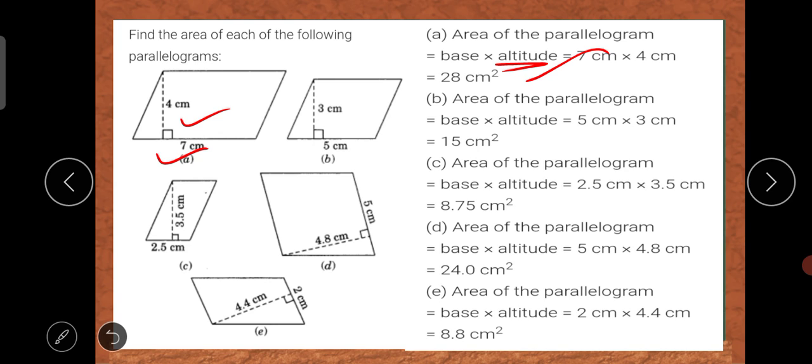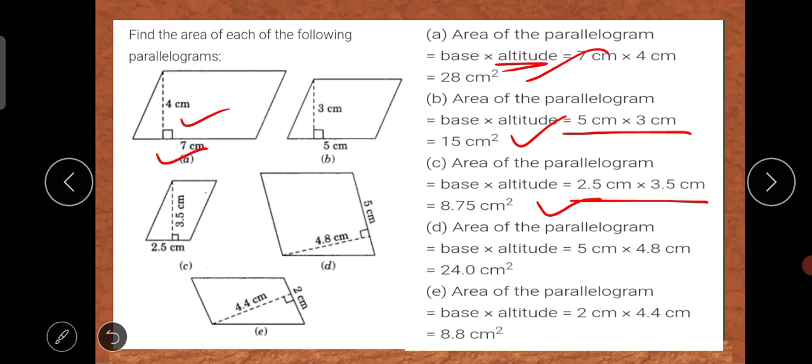Second question, 3 and 5 are given. So this 3 multiplied by 5, we get 15 centimeter square. In the third figure it is given 2.5 centimeter and 3.5 centimeter, base and altitude both given. So multiplying these, we get 8.75 centimeter square. It's very easy. You only have to put the values in that formula and then find the area of the parallelogram.